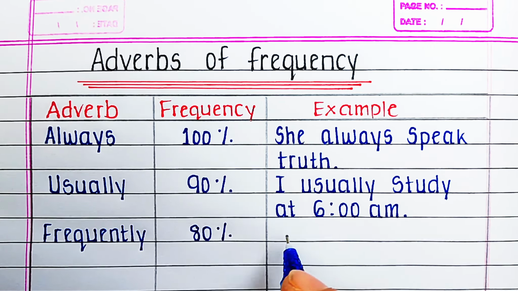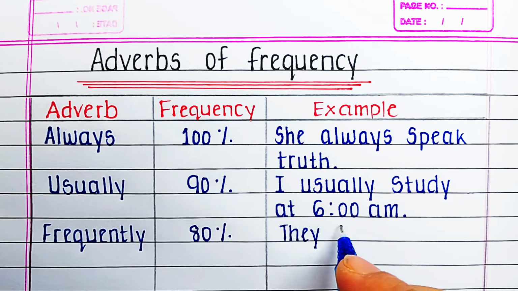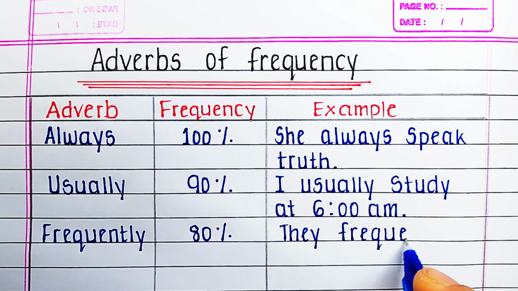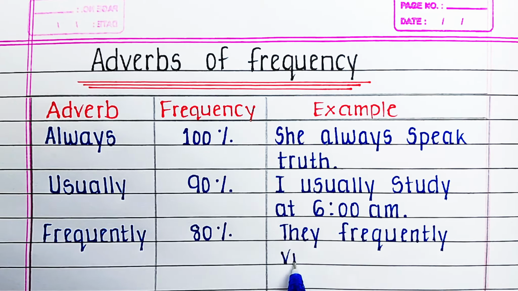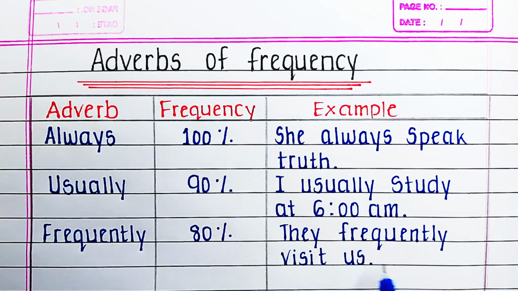Next adverb is frequently. Frequently is used for 80% frequency. For example, they frequently visit us.